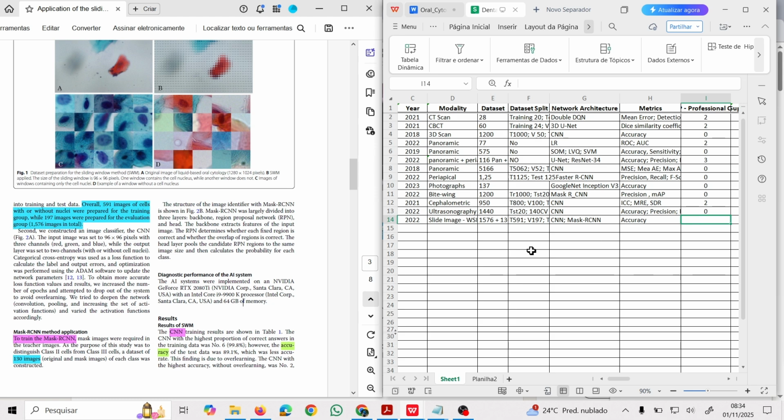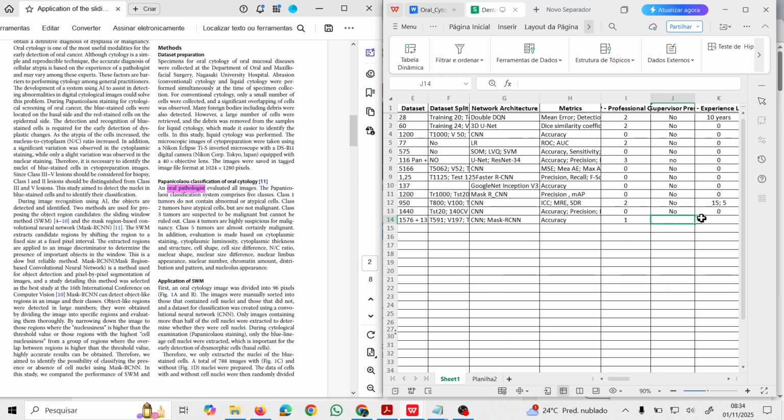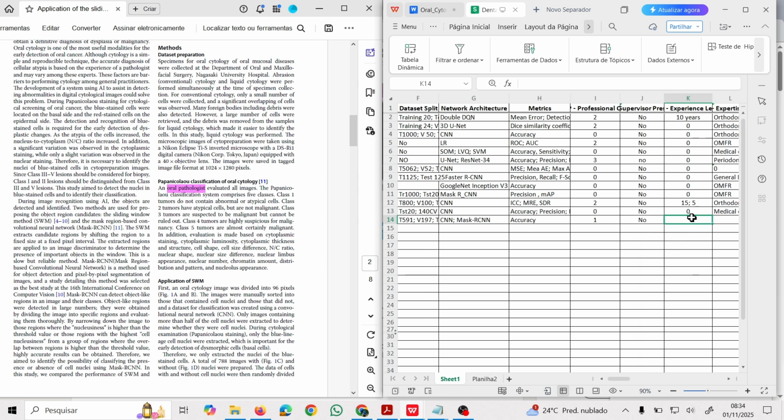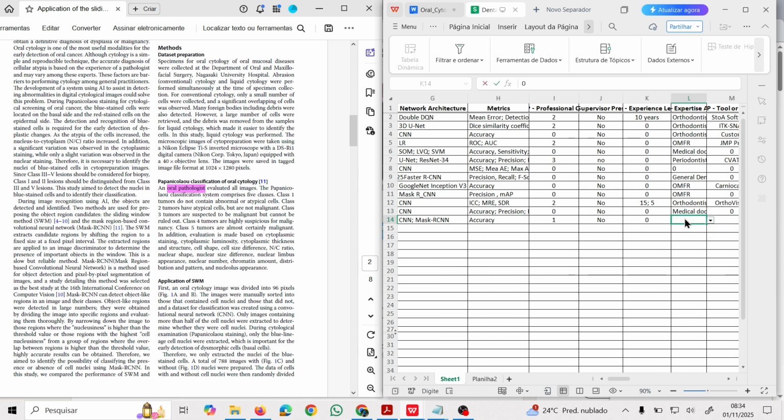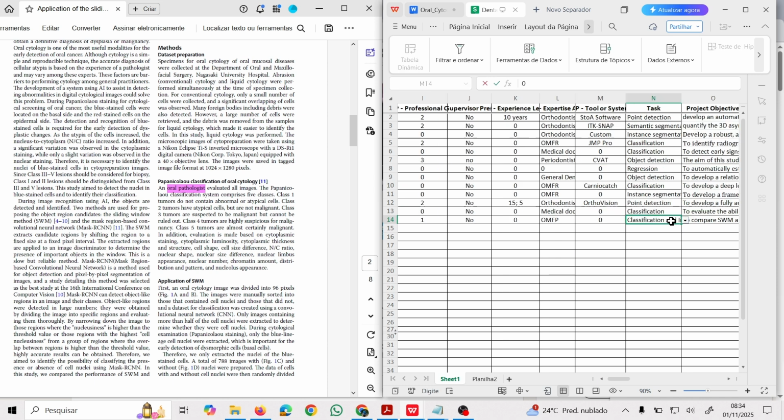For the annotation, they used at least one neuropathologist. There is no information about a supervisor. We don't know how many years of experience he has, and he's an oral maxillofacial pathologist. We don't know the system that was used.